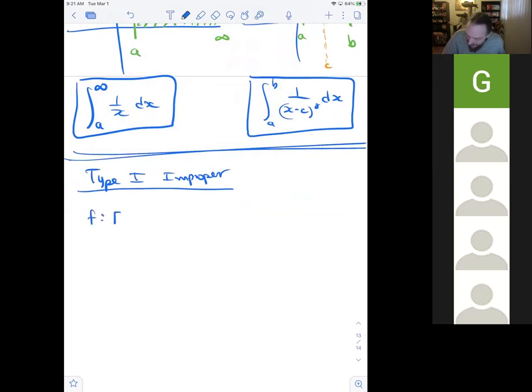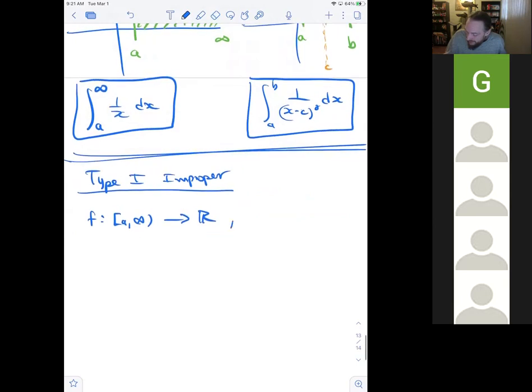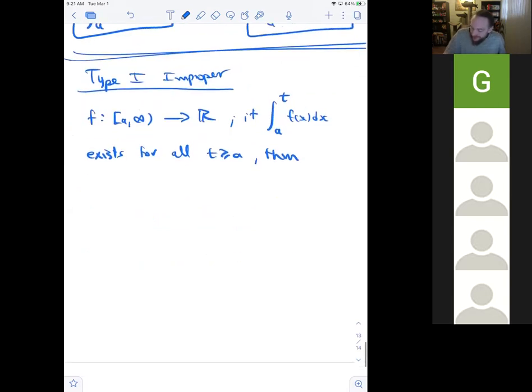So basically, if I have a function f from A to infinity into R, and if the integral from A to t of f of x dx exists for all t greater than or equal to a, then we define the integral from A to infinity of f of x dx, by definition, to be the limit as t approaches infinity of the integral from A to t of f of x dx.